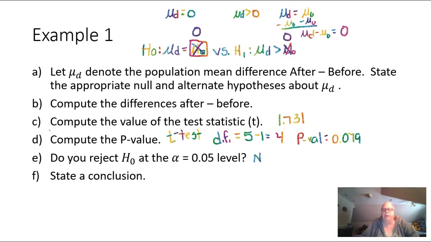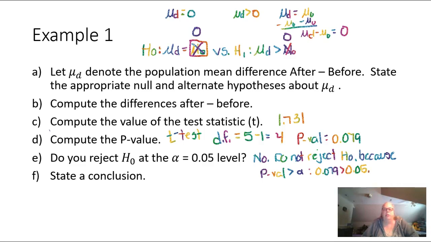Part E is asking us, are we going to reject the null hypothesis at the alpha equals 0.05 level? And no, we're not going to reject it. And the reason we're not going to reject the null hypothesis is because our p-value here is more than our alpha value. In this case, 0.079 is actually greater than 0.05. So we will not reject the null hypothesis.